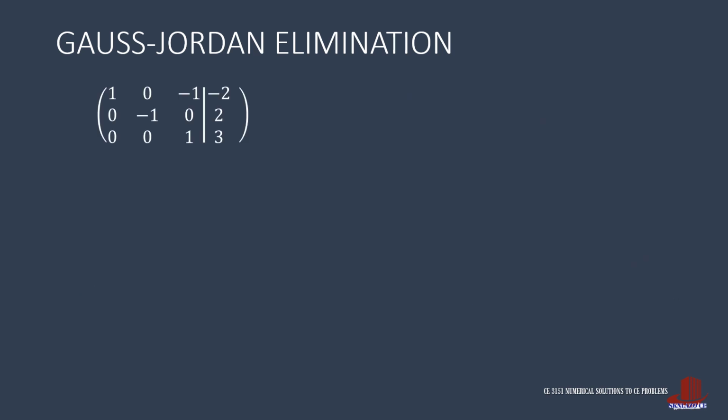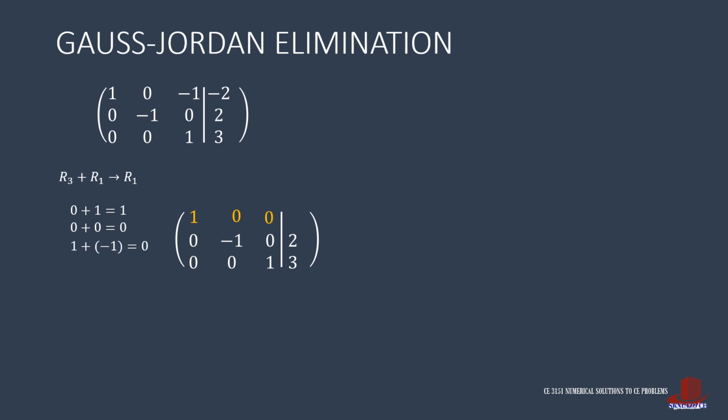After the last row operation, the matrix transformation is as shown. The remaining non-diagonal element is that from 1, 3. This will be zeroed out as R3 plus R1. The first element is taken from 0 plus 1 as 1. The second element is then 0 plus 0, which is also 0. The third is taken from 1 plus negative 1, which gives 0. Then the last element is then 3 plus negative 2, giving 1.